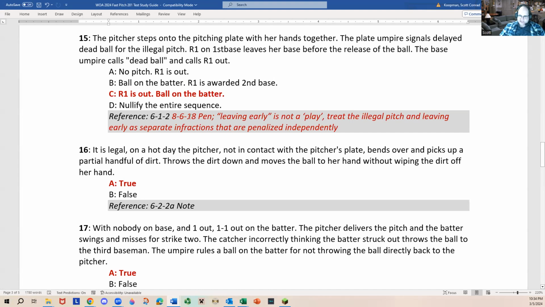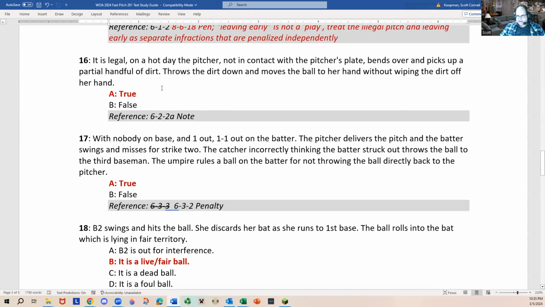In this particular instance, because the player left early, we actually don't have a pitch. It's a dead ball, no pitch. That person is out early. You will enforce the leaving early, and you will enforce the illegal pitch. They are penalized independently, and you will see that in 8-6-18 penalty, leaving early. So C is correct. The runner is out for leaving early, and there's a ball on the batter because of an illegal pitch.